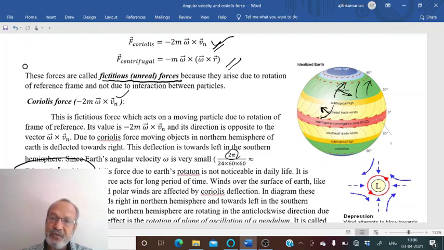And the deflection is towards the left in the case of if the particle is in the southern hemisphere. So when wind is flowing like this, it is turned towards the left side. So you can see southeast trade wind is deflected towards the left side. These are westerlies. Westerly is also deflected towards the left side.